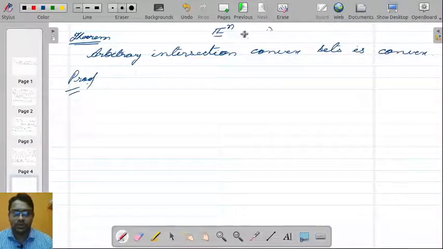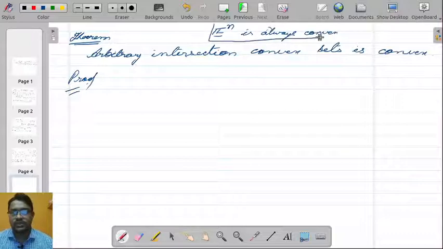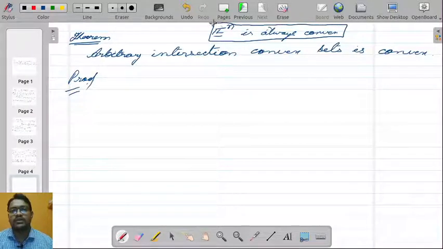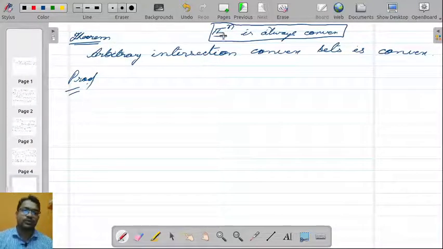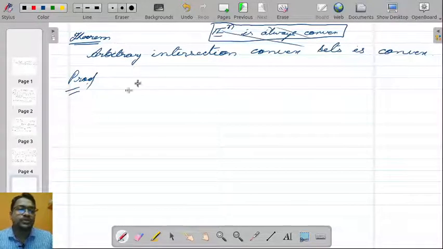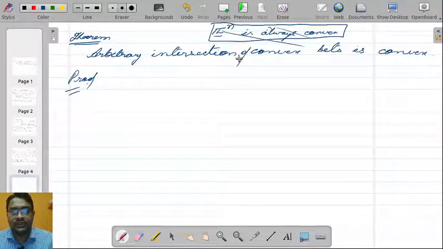So E to the power n is always convex. Please remember this. This is a whole set. So whatever points you take, whatever linear combination or whatever type of combination you want to do, you will ultimately end up with points in E to the power n. So E to the power n is always a convex set. Okay, no problem. So an arbitrary intersection of convex sets is convex.